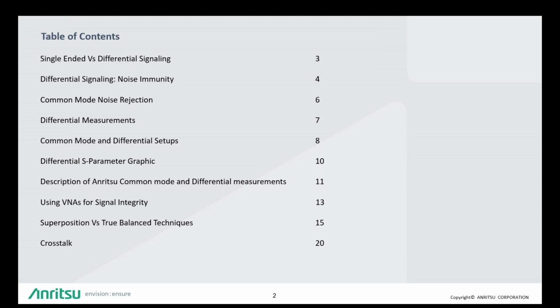Initially, I'll just begin with speaking about single-ended versus differential signaling, followed by what kind of noise immunity you get when you do differential signaling. We'll then talk about common mode rejection as well as differential measurements, and then go over the common mode and differential setups. Then we will speak about how Anritsu VNAs carry out differential as well as common mode measurements. And we will then speak about using VNAs for signal integrity measurements.